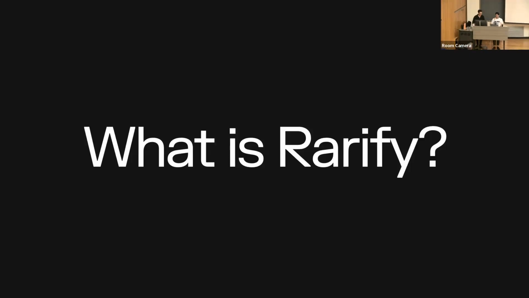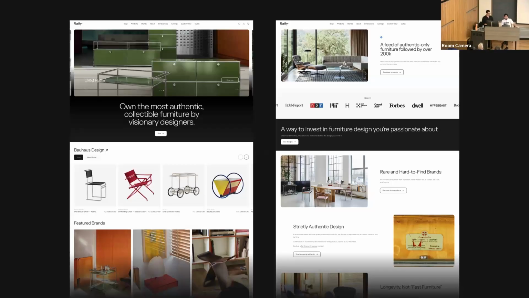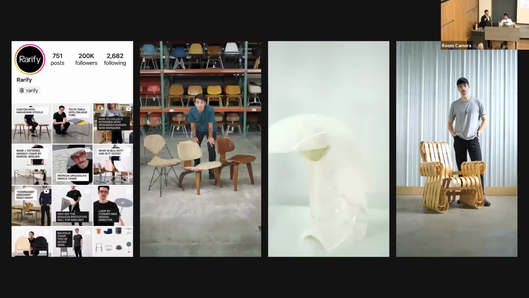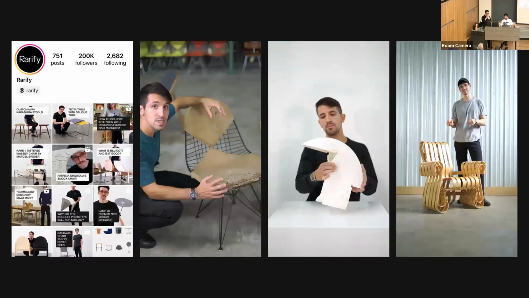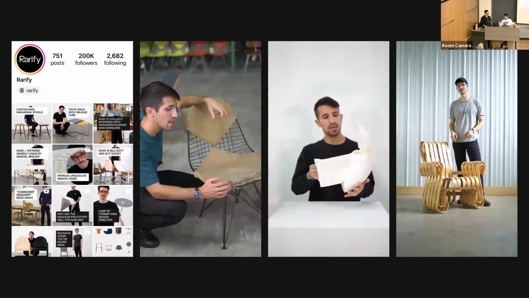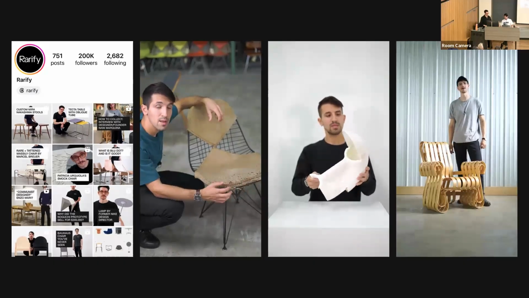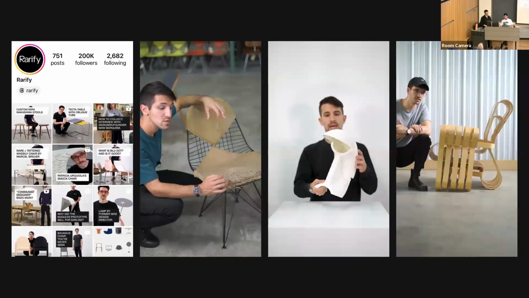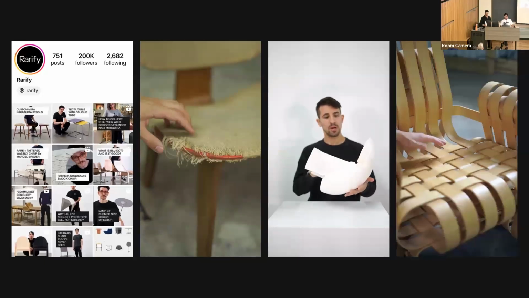Hello, everybody. Good afternoon. Okay, so Rarify is a business, we sell chairs, right? It's a business that specializes in selling furniture by the most iconic, legendary designers and manufacturers of the 20th and the 21st centuries. We are a leading educational voice on social media, on Instagram, where we use educational videos about design history to create community and also to reach customers interested in our furniture. It's kind of multi-pronged.